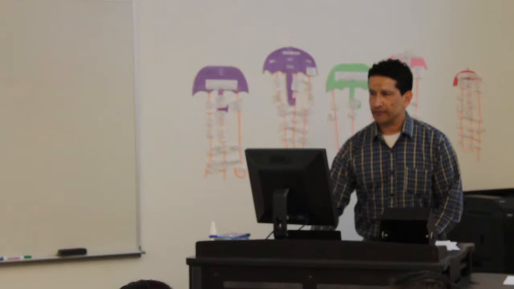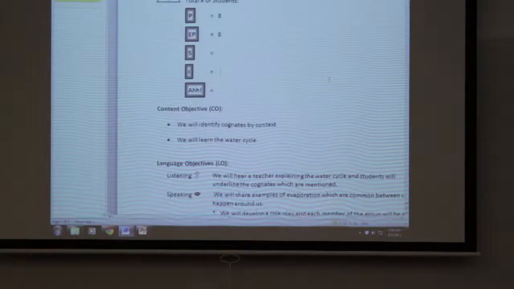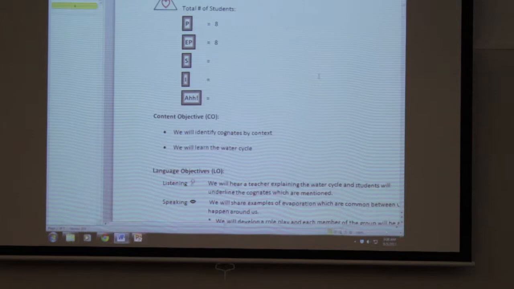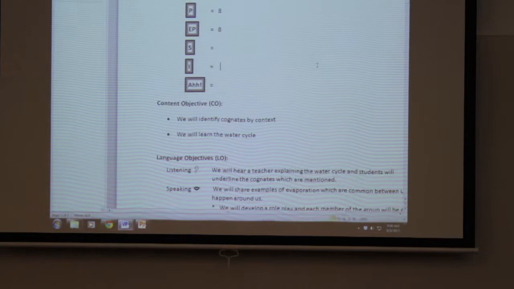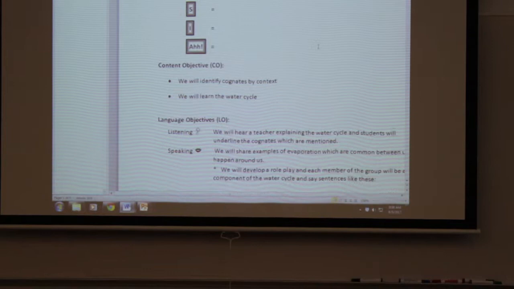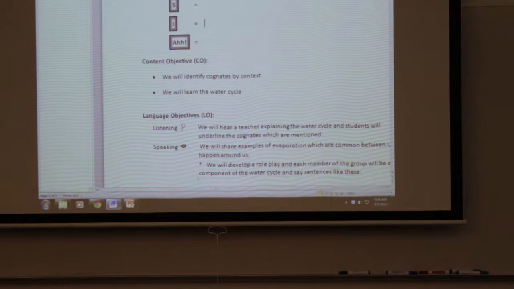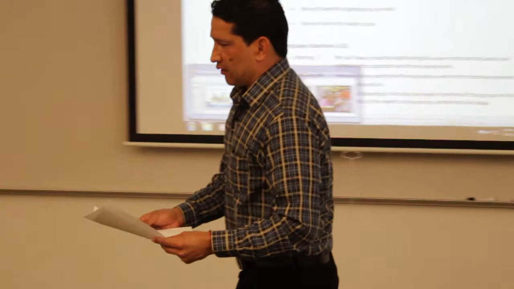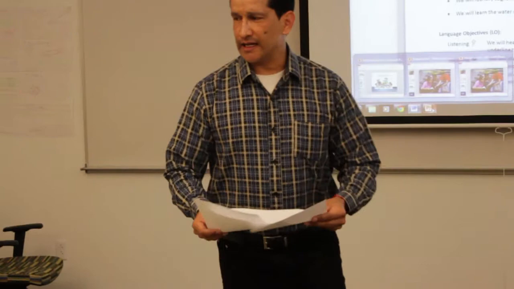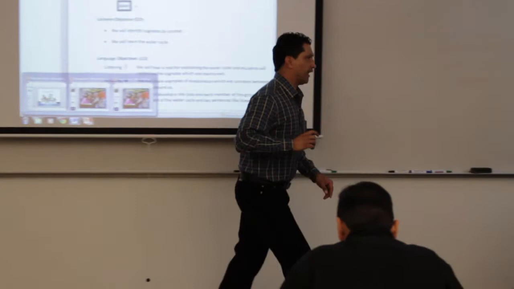Will you help me to read the first content objective? We, everybody. Okay. We identify the names by context, and we will learn the water cycle. Okay. These are our content objectives. And to begin, I am going to share something with you. Please, will you help me to pass these out? We are going to write the most common words. Do you know that Spanish and English have similar words? They are called cognates. Okay.